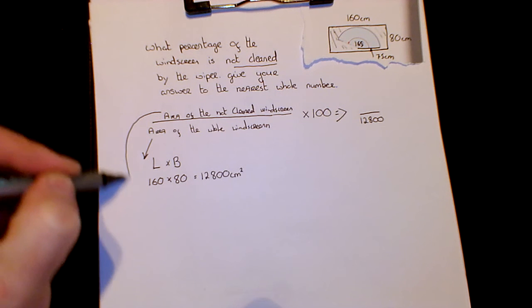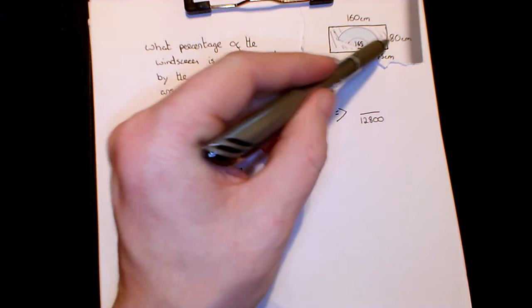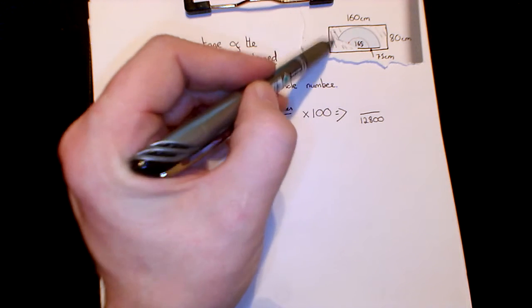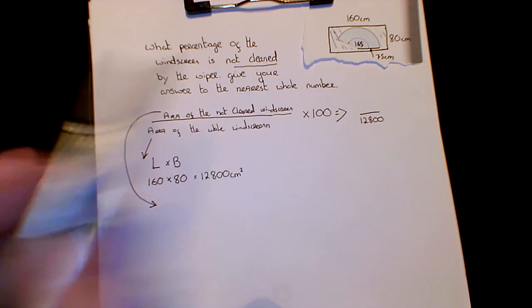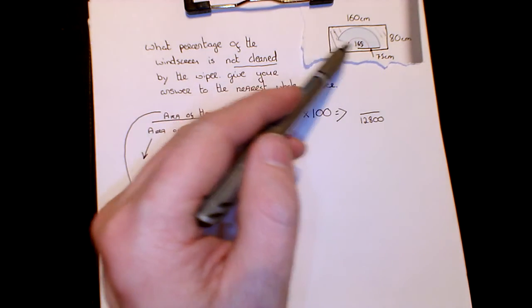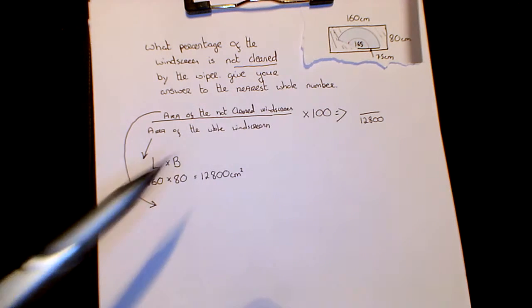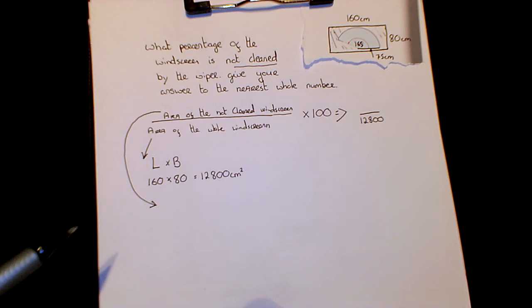Now I'm going to try to find the area of the not cleaned windscreen. Well, it's a funny shape, this white stuff, isn't it? I mean, I don't have a formula to get the area of that unclean bit. However, this is more like a shape. The area of the clean bit, well, that's resemblant of a circle, isn't it? It's a sector of a circle.